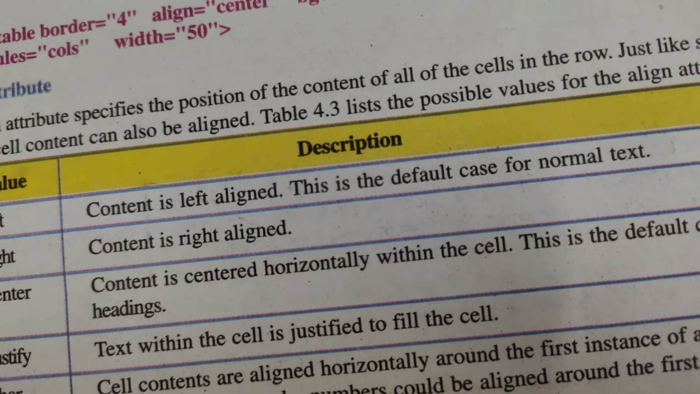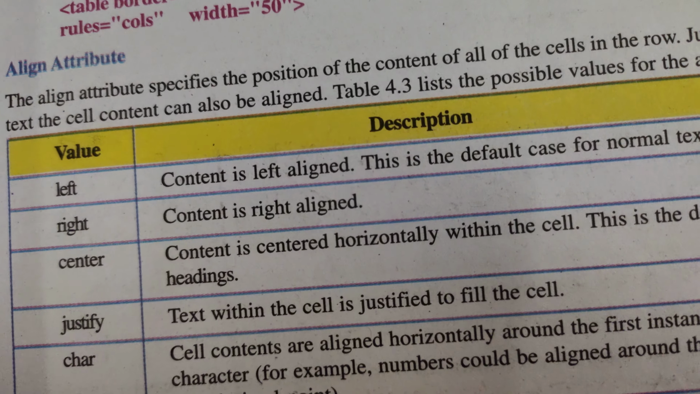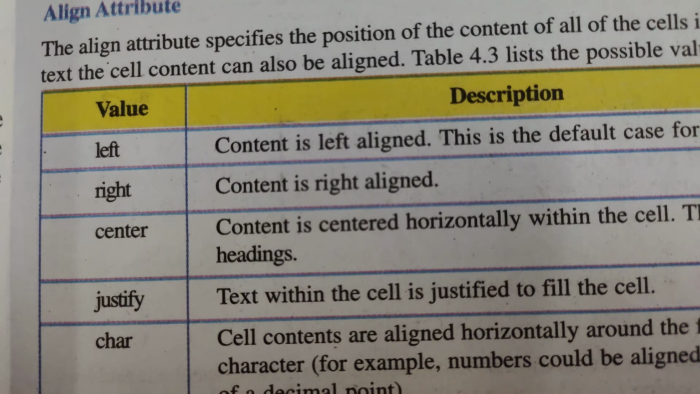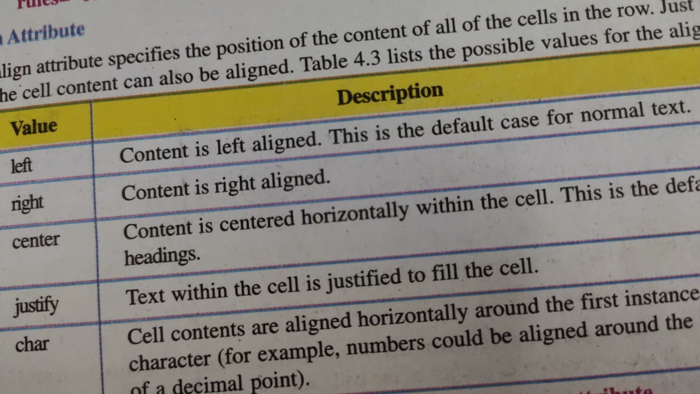Then comes justify. Text within the cell is justified to fill the cell. To justify means it is required to fill the boxes. Char: cell contents are aligned horizontally around the first instance of a specified character. The specified character is given in char.